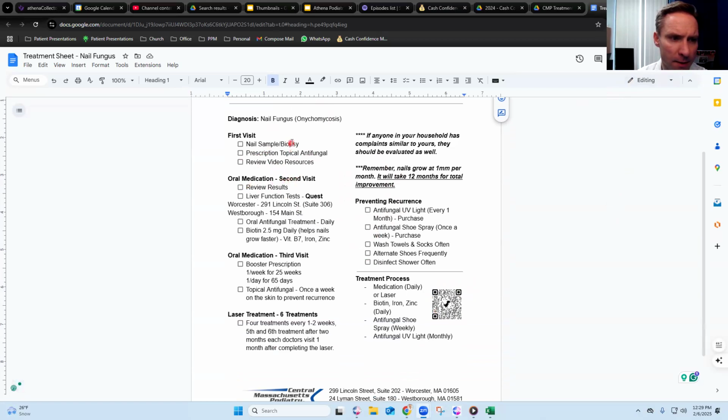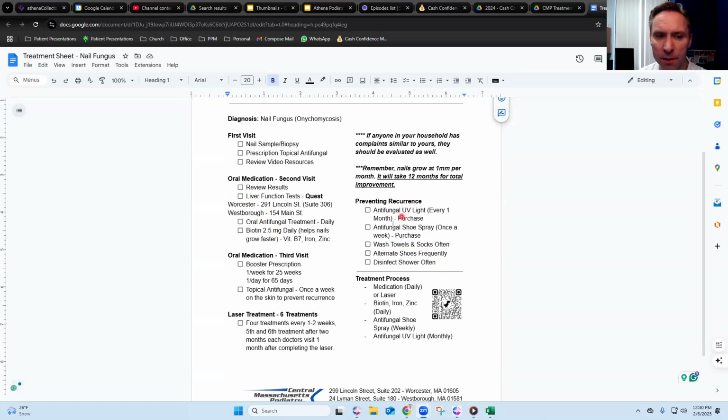Second visit, once again determining they have it, and then going into the treatments: liver function test, oral medication, biotin. I say that this helps the nails to grow faster. Then I usually recommend a booster at the third visit, along with preventing recurrence: UV light, shoe spray, wash your towels, alternate your shoes, disinfect your showers.